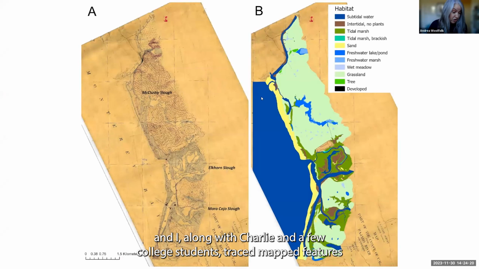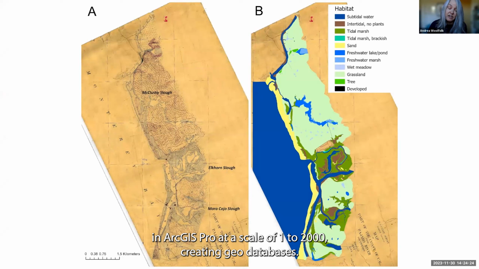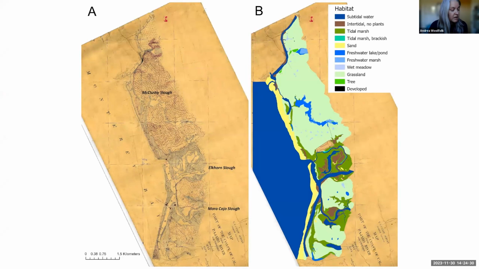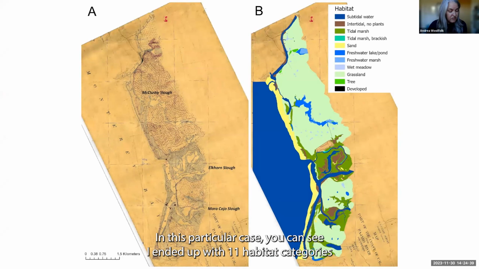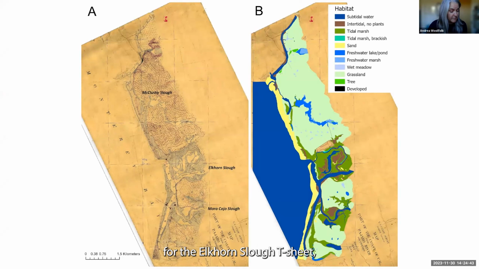Suzanne and I, along with Charlie and a few college students, traced mapped features in ArcGIS Pro at a scale of 1 to 2000, creating geodatabases. Each individual polygon was given a habitat name, but also given an NWI code, since the T-sheets and lake survey habitats line up very well with NWI habitats. In this particular case, you can see I ended up with 11 habitat categories for the Elkhorn Slough T-sheet, including things that I pointed out on the previous slide.